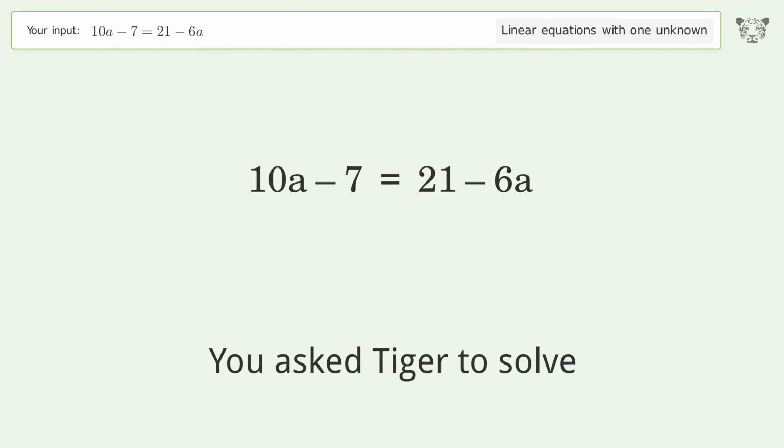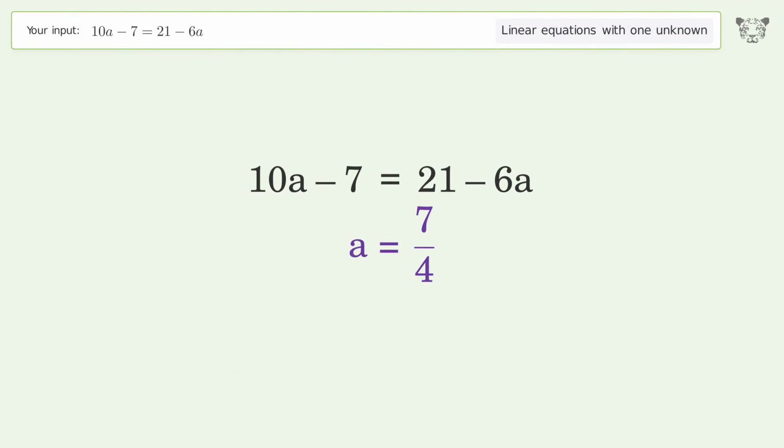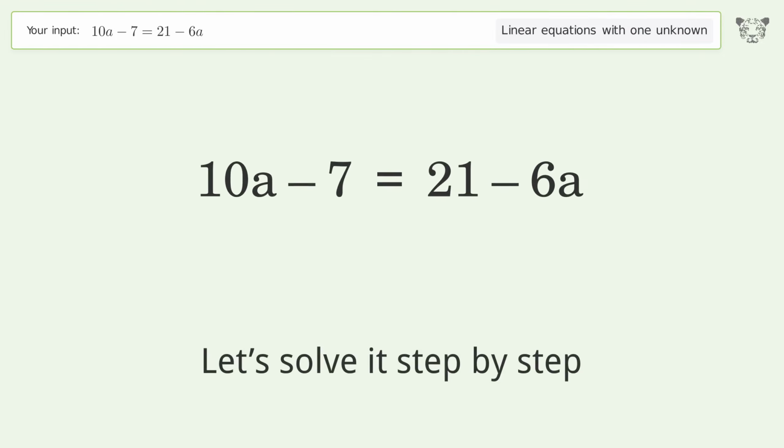You ask Tiger to solve this. This deals with linear equations with one unknown. The final result is a equals 7/4. Let's solve it step by step.